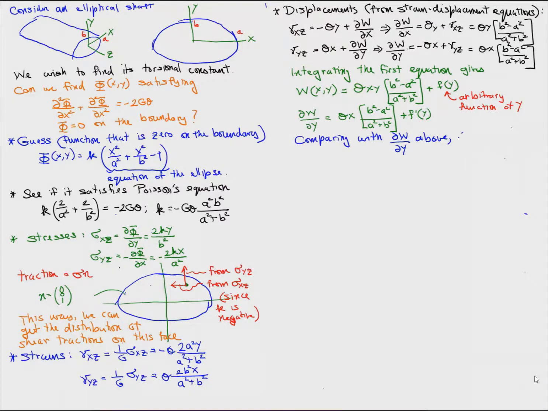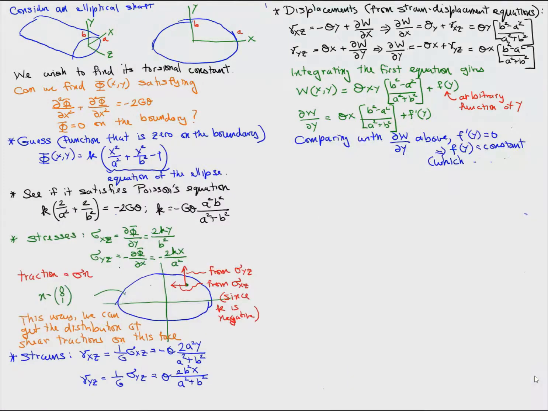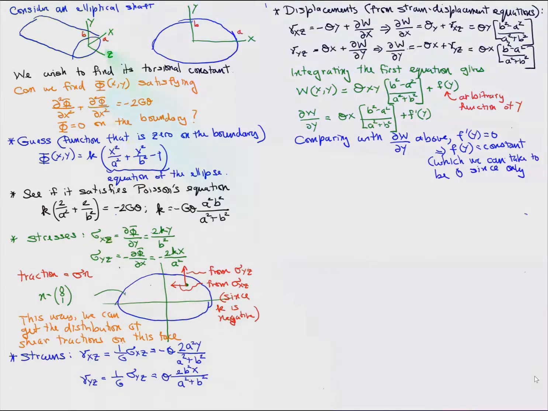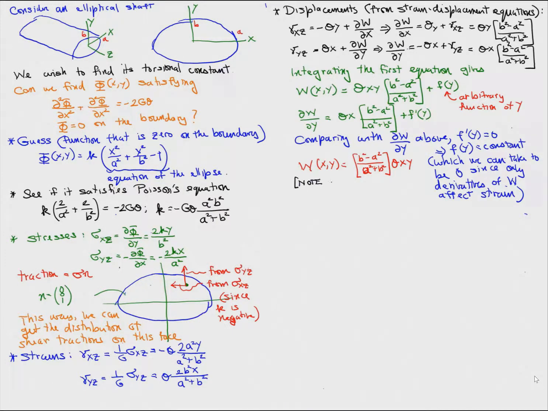If we then differentiate with respect to y and compare with the expression for dw by dy, we get that f prime of y is equal to 0. And since only the derivatives of w matter, we can take f equal to 0 as well. So we see that the warping function w of xy is b squared minus a squared divided by a squared plus b squared times theta times x times y.